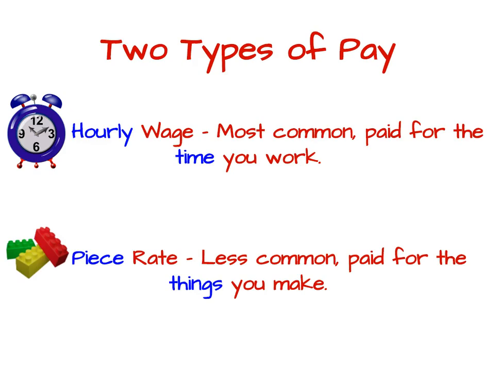There are two types of pay. We talked about an hourly wage, which was most common, and this is the one where you're paid for the time that you work. We also talked about piece rate. This is less common, and here you're paid for the things that you make.